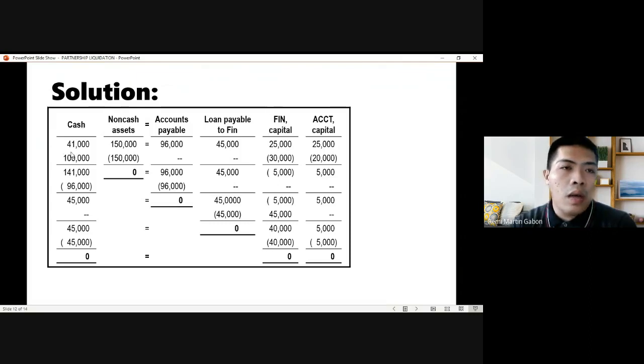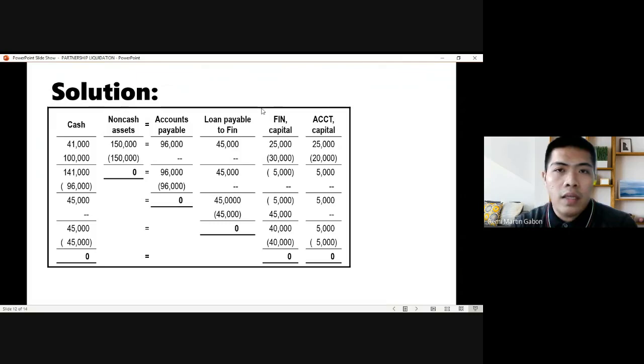Then we post here the amount of proceeds received from the realization of the non-cash asset. So our total cash is 141,000. Okay, 141,000. Now, take note there is a difference between the book value of the non-cash asset and the cash proceeds. The difference is 50,000, which is considered a loss on realization of non-cash asset. So the loss will be distributed to the capital of Fin and Act, charged directly to them. The 30,000 is actually 60% of the 50,000. So 50,000 times 60% is 30,000.